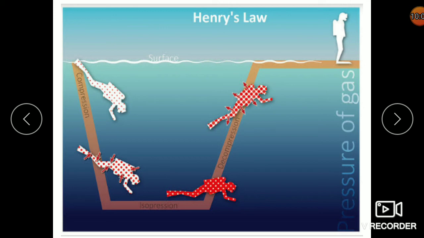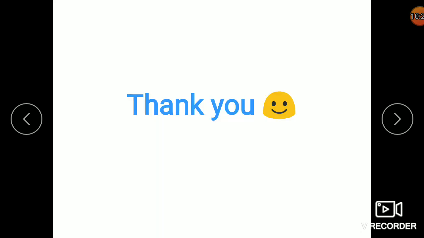These three applications of Henry's law are very important. So you will surely memorize Henry's law, its mathematical expression and its three applications. This is a very important topic. So that's all for today. Thank you.